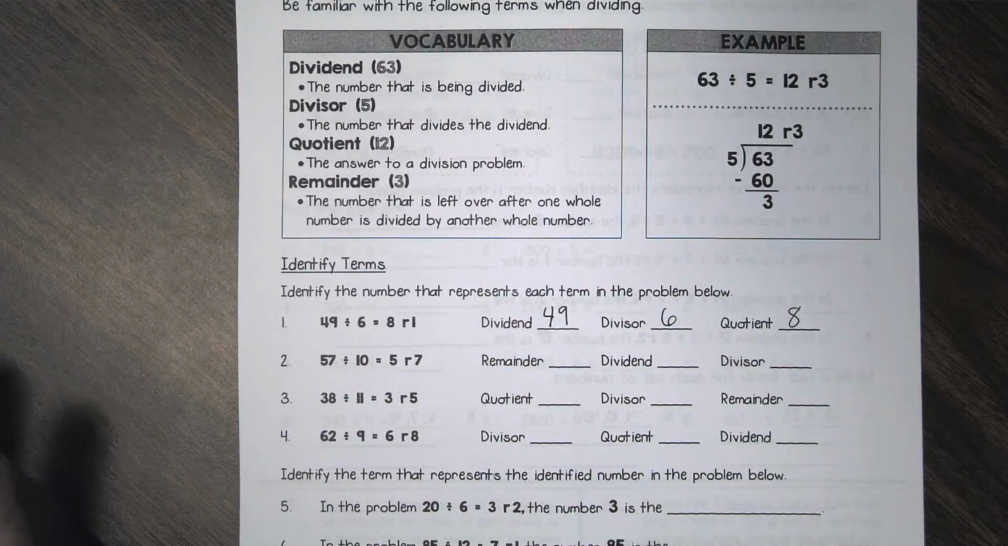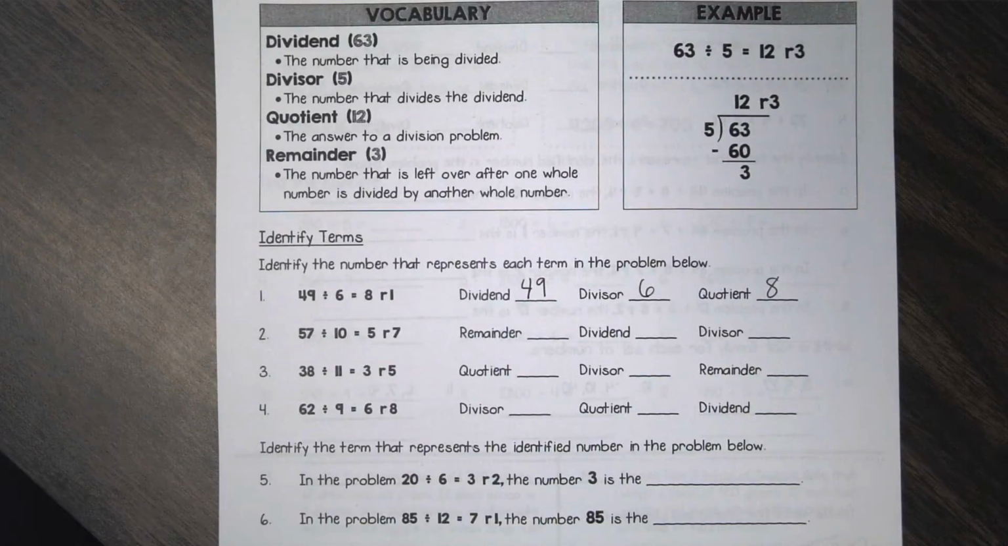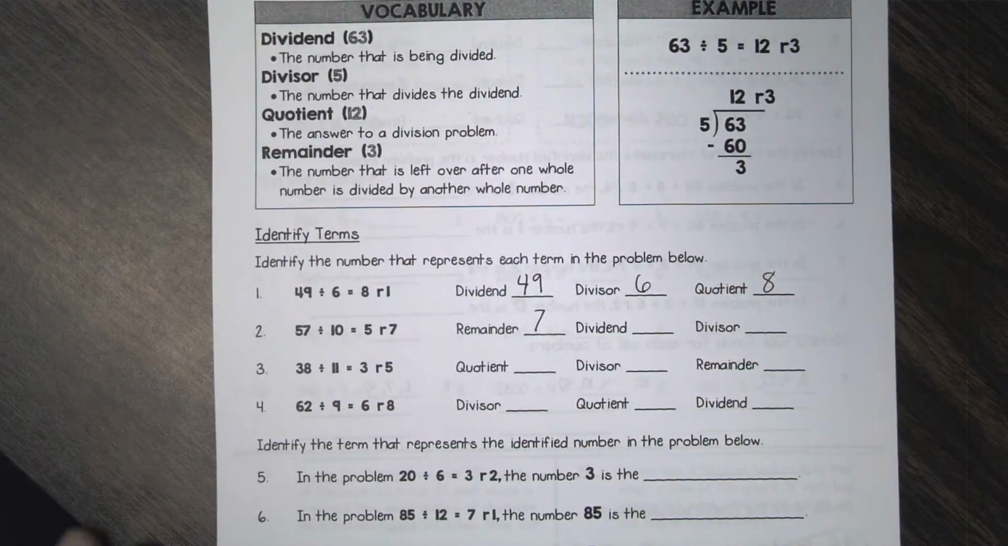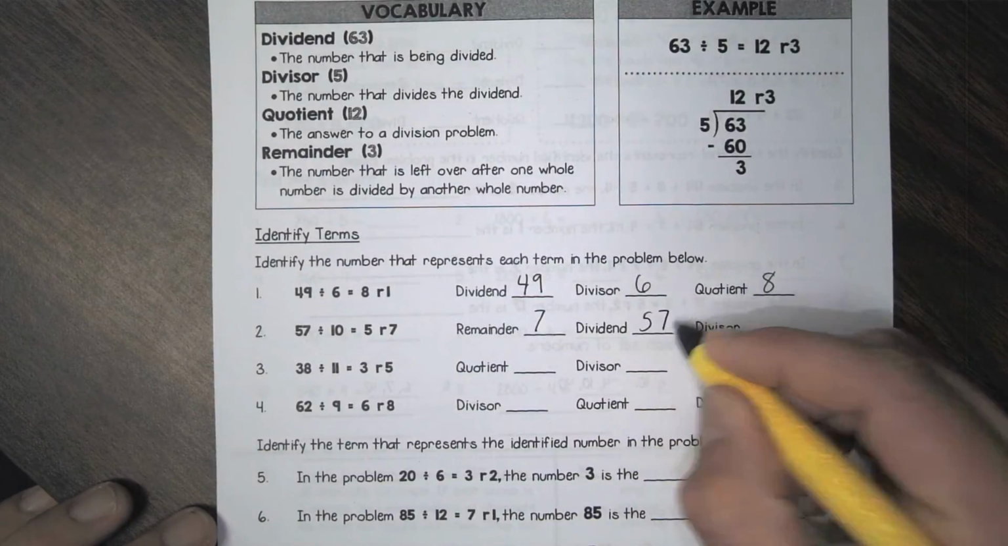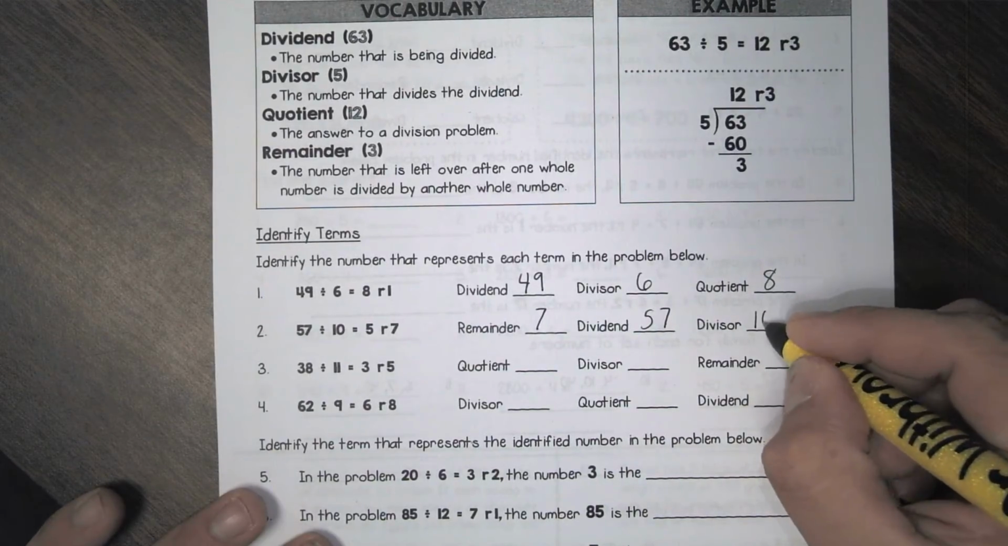Okay, so we're just identifying them right now. We're not going to do anything else. We're just identifying them. So number 2, 57 divided by 10 equals 5 with the remainder of 7. What's the remainder? 7. What's the dividend? 57. That's the number being divided. And now the divisor, the one we're dividing by, is what? 10.